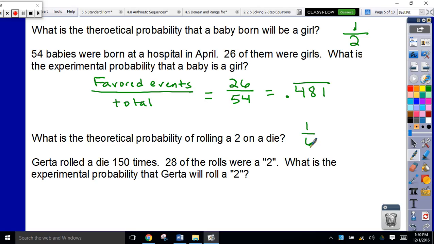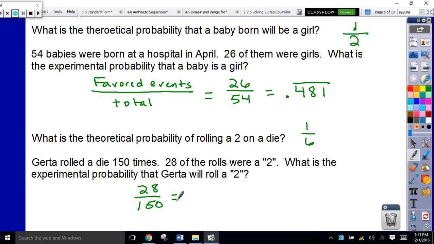Okay, now, Gerda rolled a die 150 times. 28 of her rolls were 2. What is the experimental probability that Gerda will roll a 2? How am I going to find this? 28 over 150. Good. Okay, do that on your calculator. Tell me what you get.